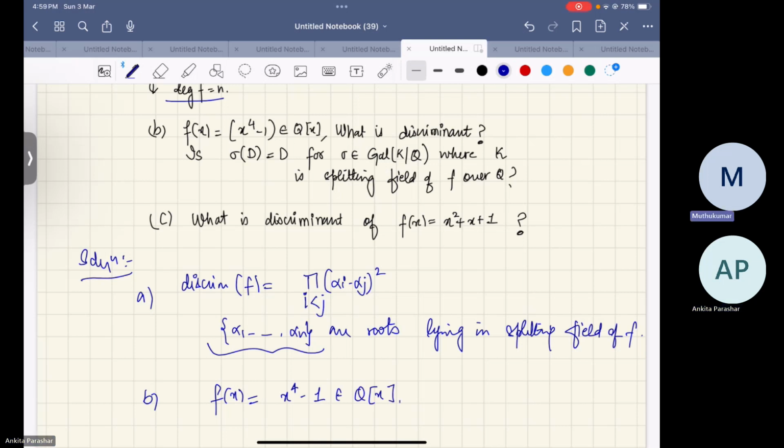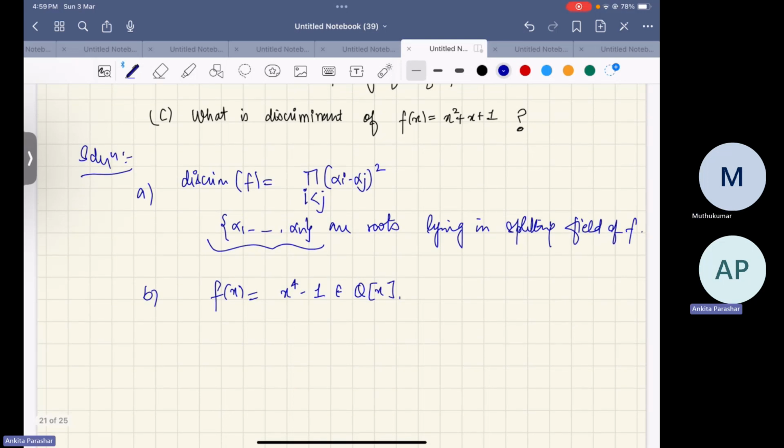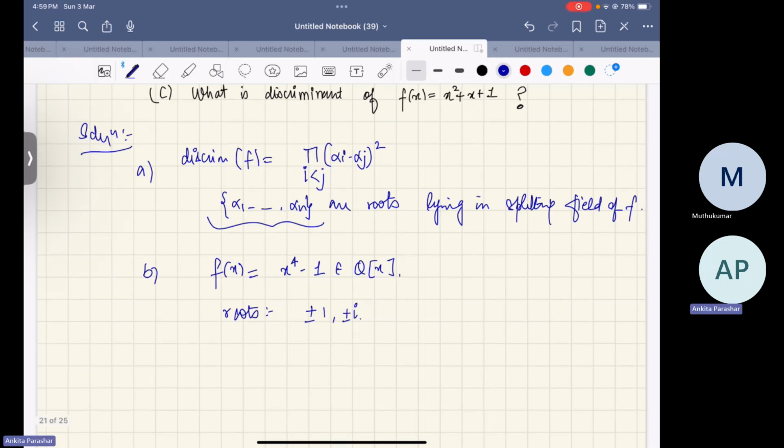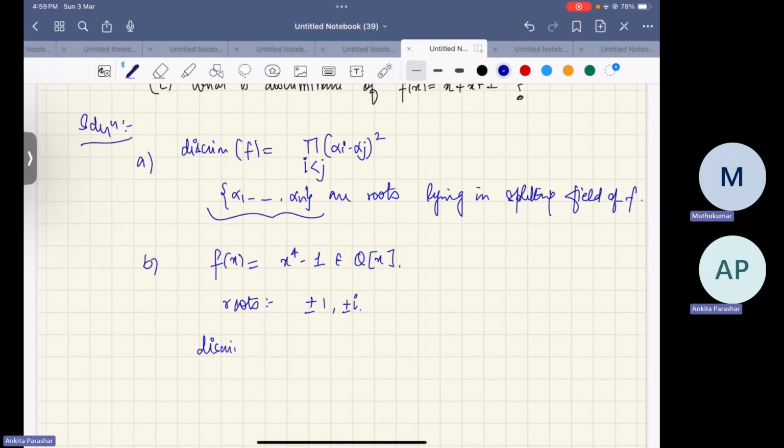First, we have to find the roots. Can you tell me the roots? The roots are 1, minus 1, i, minus i. So you can name them alpha 1, alpha 2, alpha 3, alpha 4. Tell me what alpha 1, alpha 2, alpha 3, alpha 4 are: 1, minus 1, i, minus i. This is your order.